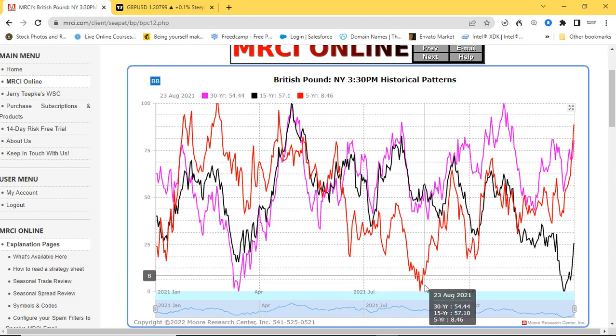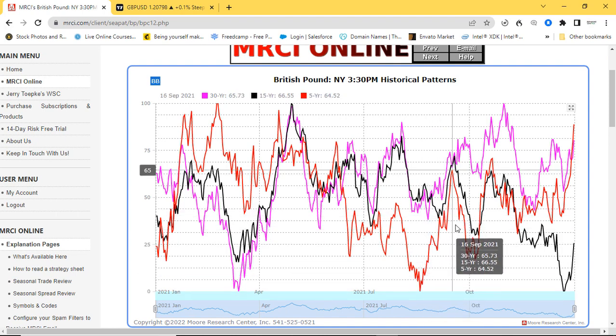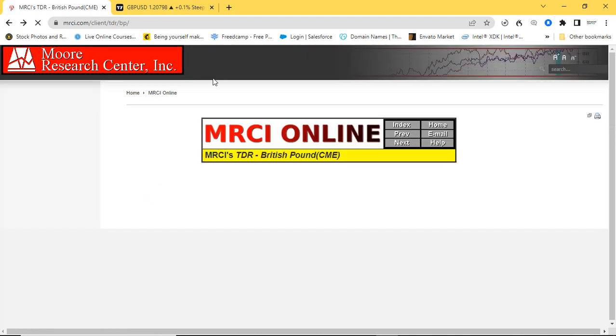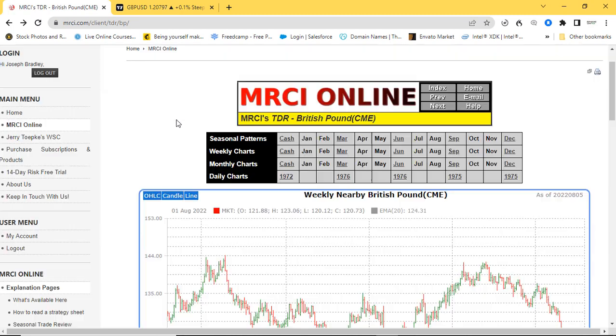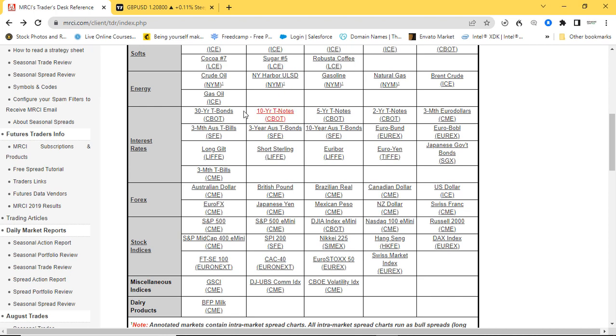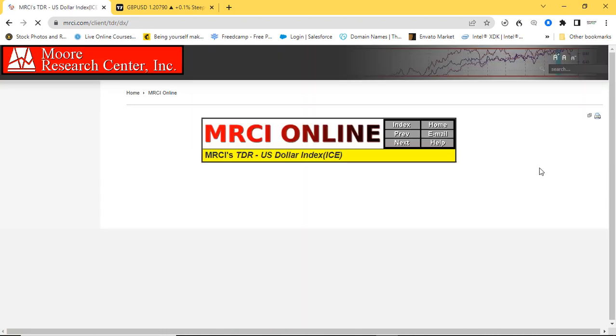And then in September, we can buy it, the British pound. So let's keep that in mind. And now let's go back to the US dollar, and we'll compare those two.